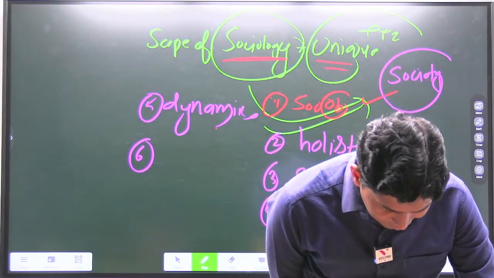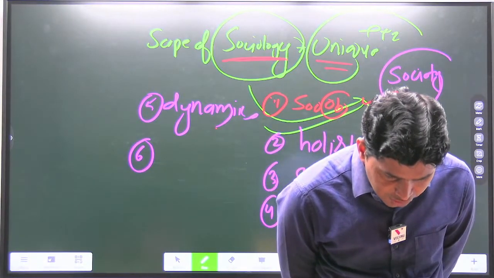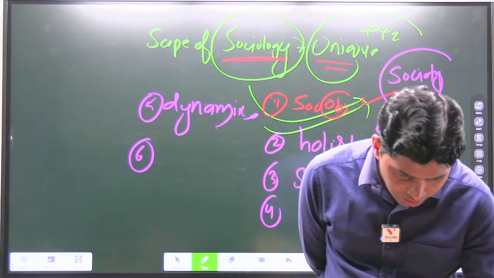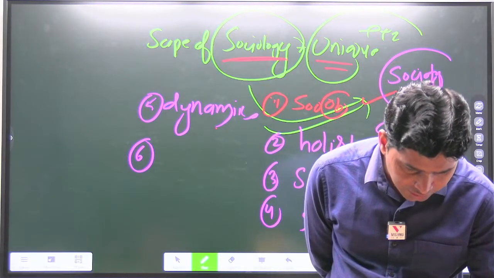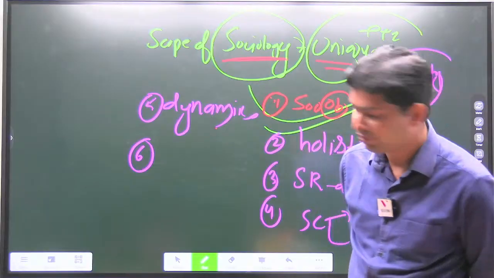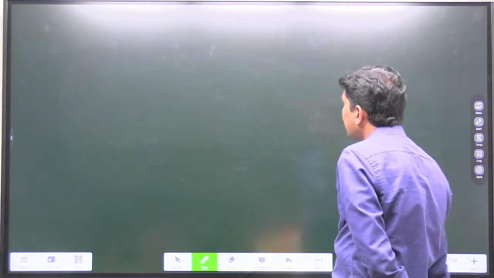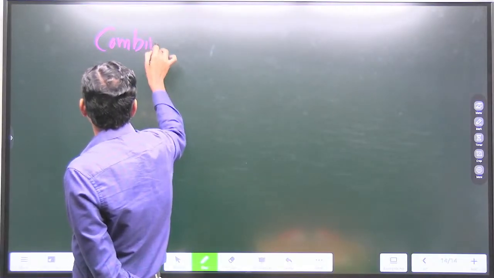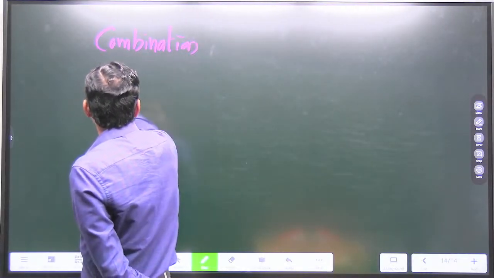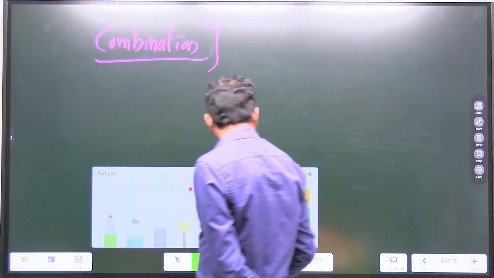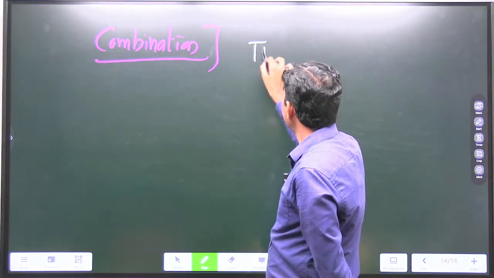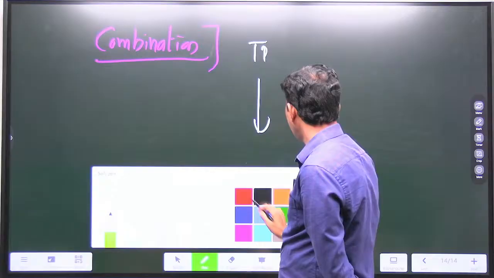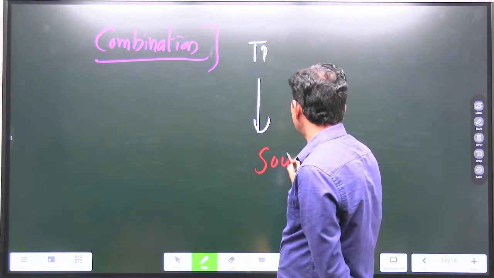Look at the next. Does the structural functionalist perspective on social stratification promote a status quo? Give reason for your answer. Stratification we did not cover, but it is a combination question. See, this is a new trend we have to observe. What is the meaning of combination question? Studying thinkers' perspective to understand a social issue.